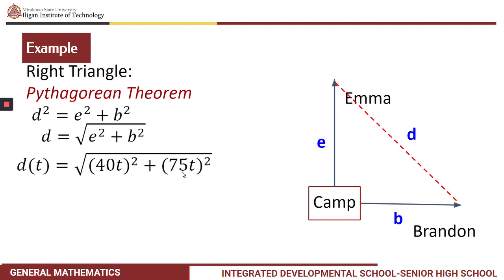So that's why we need to substitute only 40t. What is t? T is the time that Emma and Brandon drove. So in here, t is our input or our independent variable, the number of hours they're driving. And d of t will be the distance between Emma's car and Brandon's car.